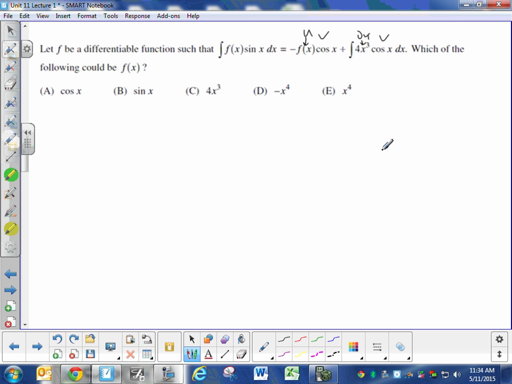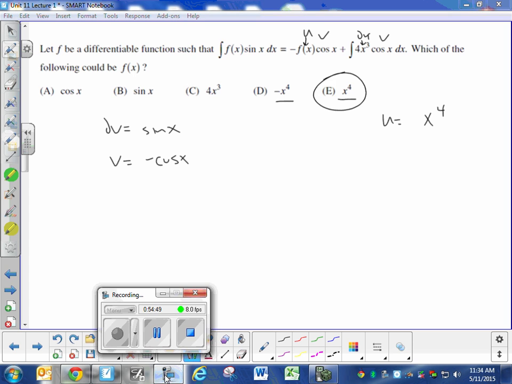Well, if du is 4x cubed, u has got to be x to the fourth. But the question is, is it the negative x to the fourth or the positive x to the fourth? Well, dv is sine x. V would be negative cos x. Negative cos x, this should be minus this. It ends up being the positive x to the fourth. All right. That's UdV. I hope you keep that in your brains for future calculus classes.